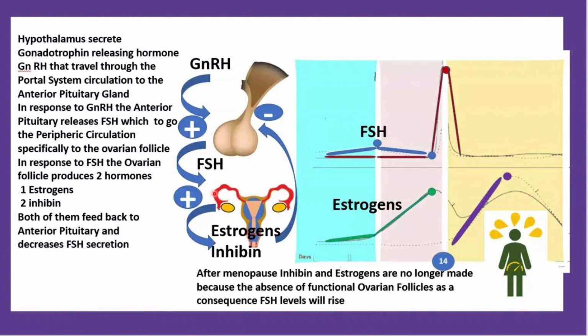Now, here's the key thing. When you're in menopause, what ends up happening is that because there's an absence of function in the ovarian follicles, they're not going to be able to produce inhibin and estrogen. And so there's nothing to send this signal back to the pituitary gland. And so there's an increase in the FSH. There's nothing telling it to stop, so it keeps on building.